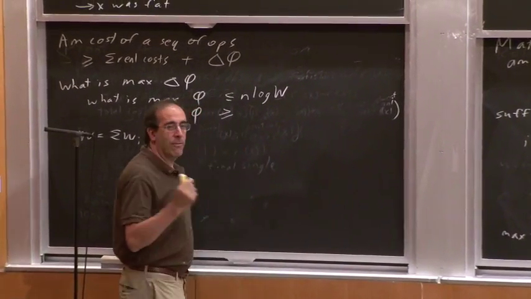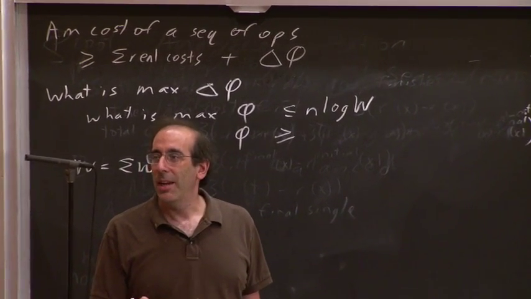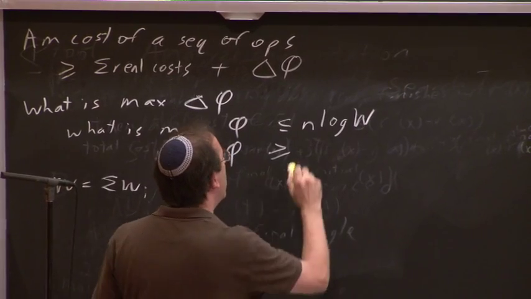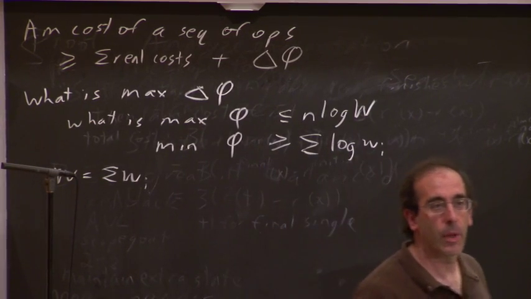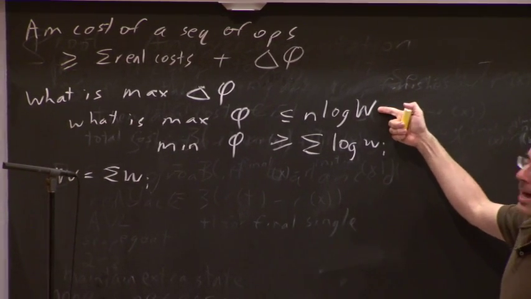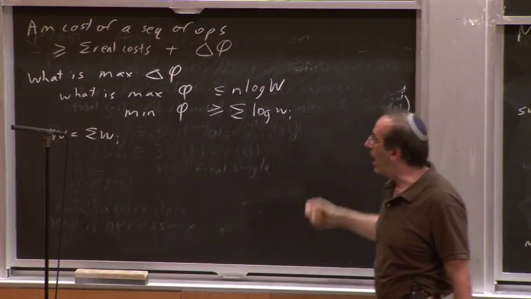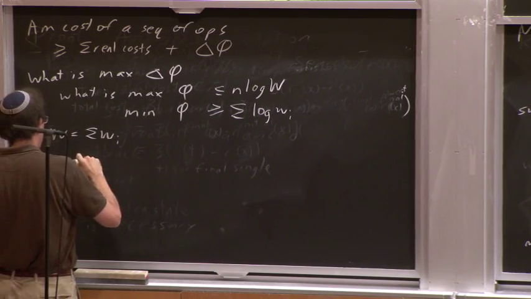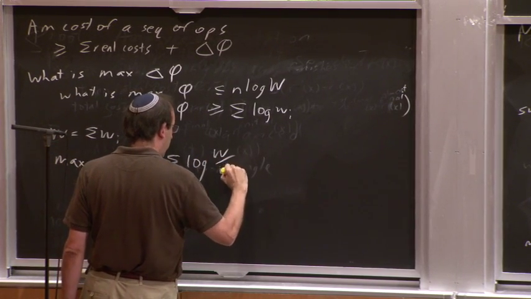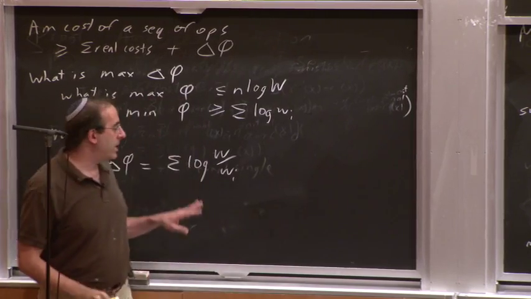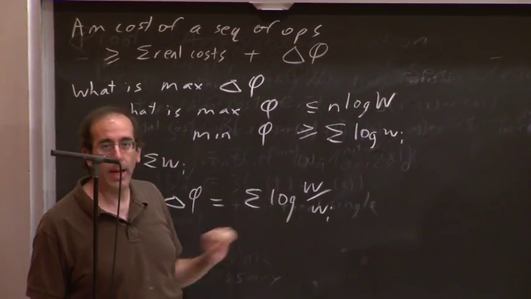So the point is that every node has itself as a descendant. So even if it has no other descendants, its size is wi. And therefore, its potential is at least log of wi. So we have at least the sum of the log of the wi's. Notice here we have n log W's, and here we have n different terms, each involving a wi. So I claim that the maximum change in phi can be written as the sum of the logs of W over wi. I have these n terms. I take a log W for each term, and I take a log wi in each term. I'm subtracting, so I get this ratio.